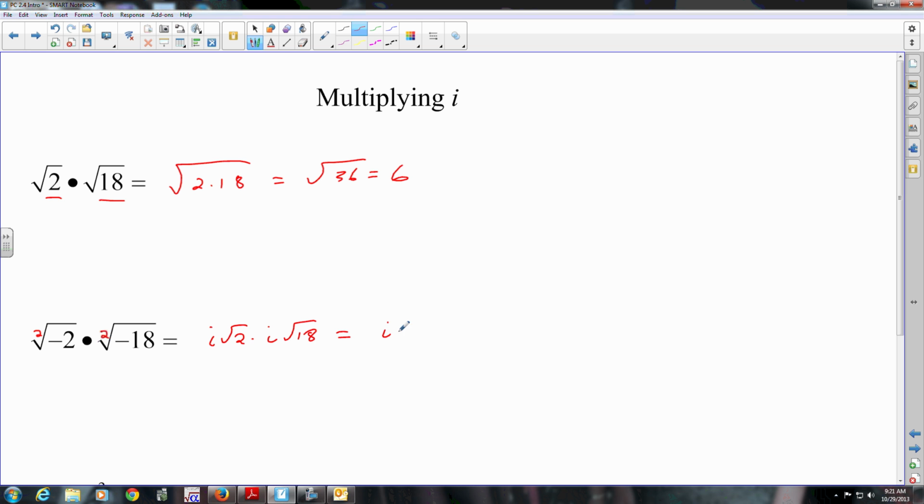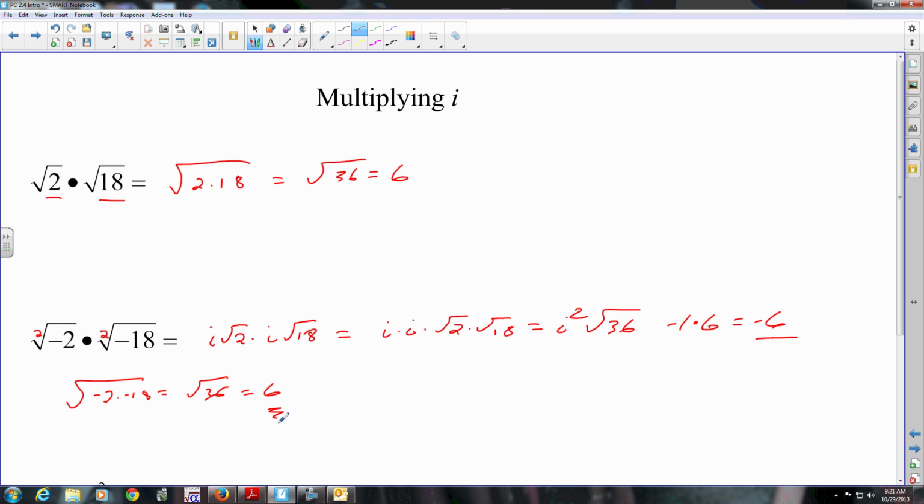So that's i times the square root of 2 times the square root of 18, just rearranging stuff. So that becomes i squared times the square root of 36. i squared, from previous work, you guys know, is -1 times 6, so -6 would be your answer. You did it the long way and you got -6. If you do a shortcut and bring them together, -2 times -18, you get the square root of 36, which is 6. That's not the answer. The answer is -6.